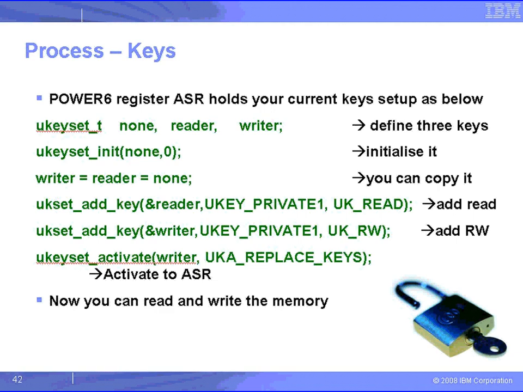So now we have the memory locked, we have to work out how to get a key to access it. Well, we have a new data type called a user key set, and we define 3 of them. We have to initialize them before we use them. Then we initialize our reader key and our writer key, as you can see here, with the ukey_set_add_key. The reader key we give read access to, and the writer key we give read-write access to.